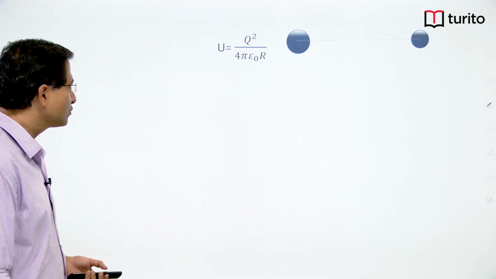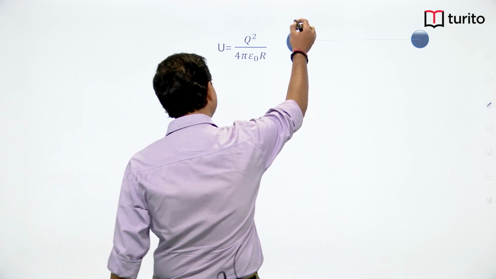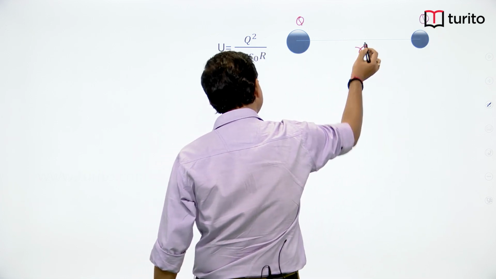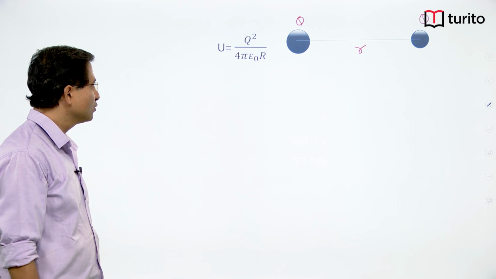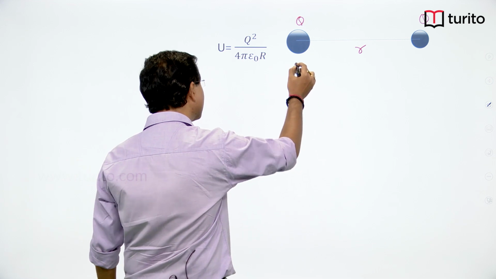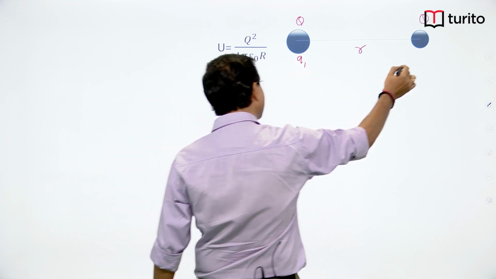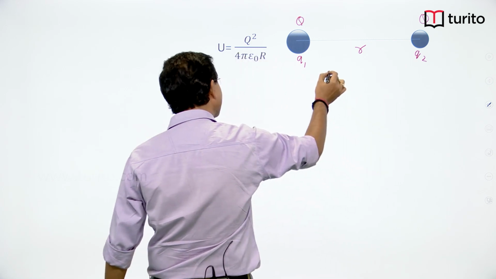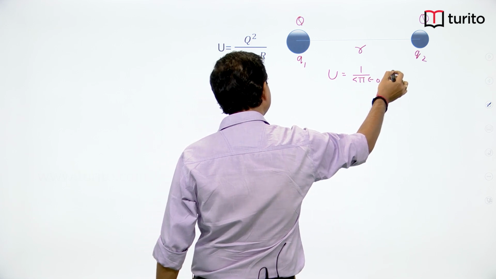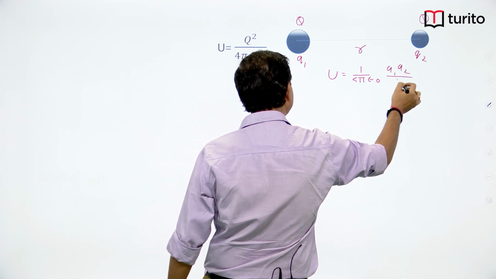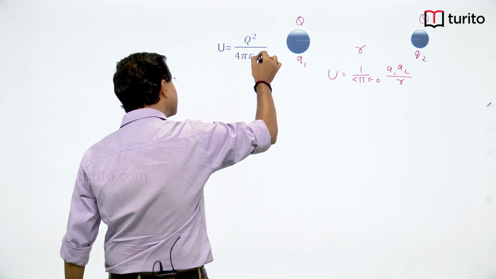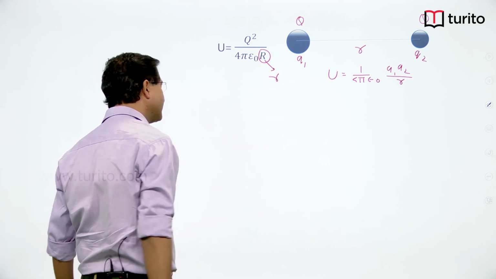See, due to 2 point charges, if I say this is q and this is q and this separation is r, then the potential energy expression is q square upon 4 pi epsilon naught r. If I take this one as q1 and this one q2, then the expression was 1 upon 4 pi epsilon naught q1 q2 divided by r, whatever be the separation. So, here the separation is r, instead of this r here it will be small r, right.